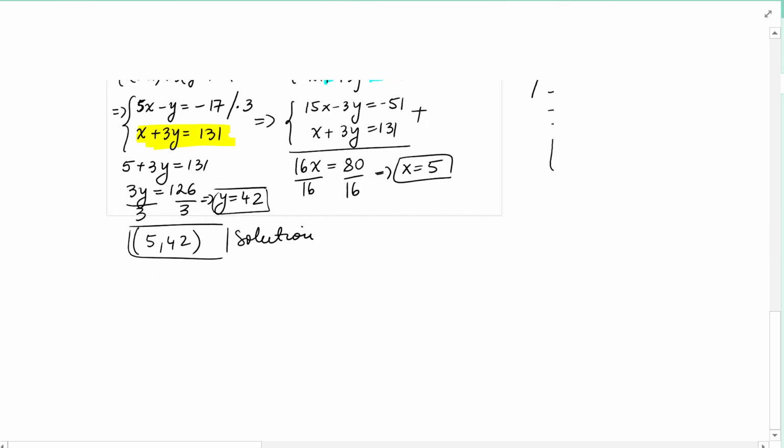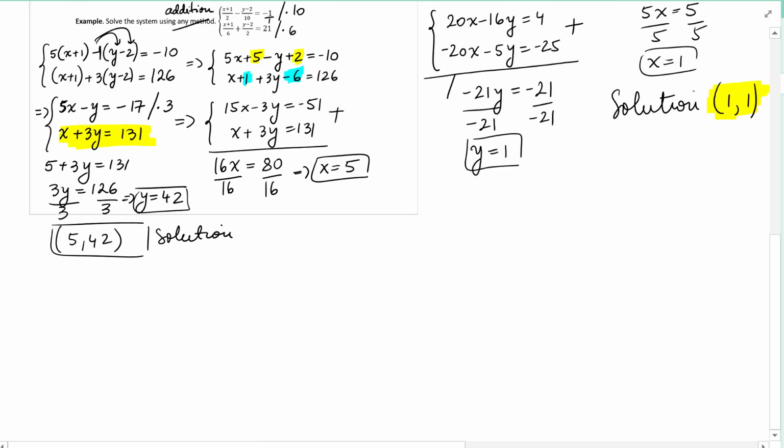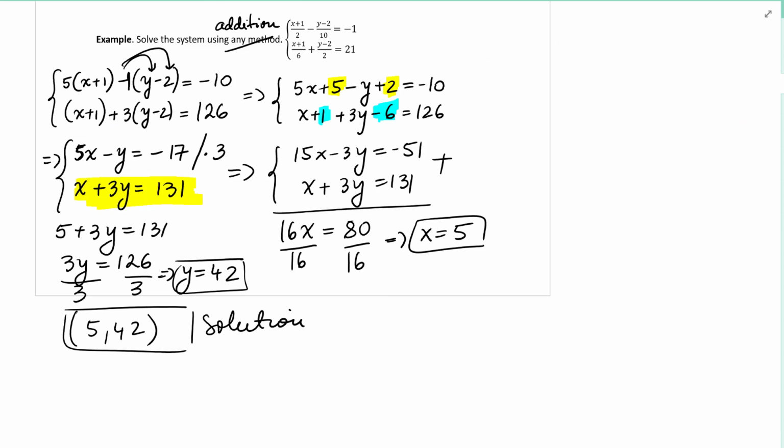Now, I can check the pair 5, 42 to see if it's a solution by replacing in the original system. So I'm going to replace in these two, the original ones, not the intermediate ones, because if you replace in the intermediate ones and you made a mistake somewhere, it's going to satisfy the equation, but you are working with the wrong one.